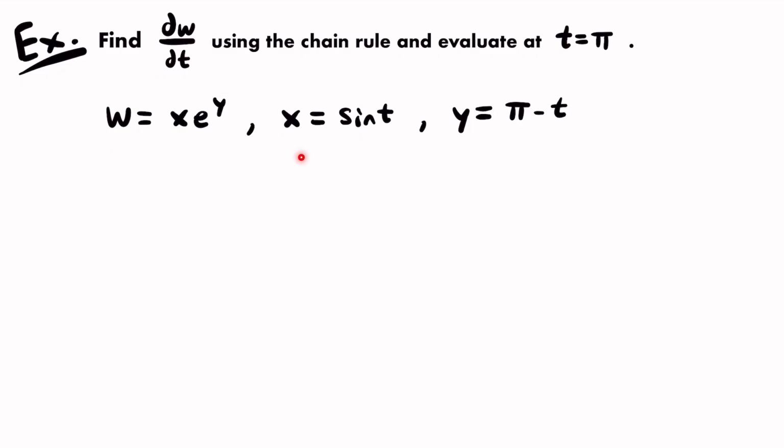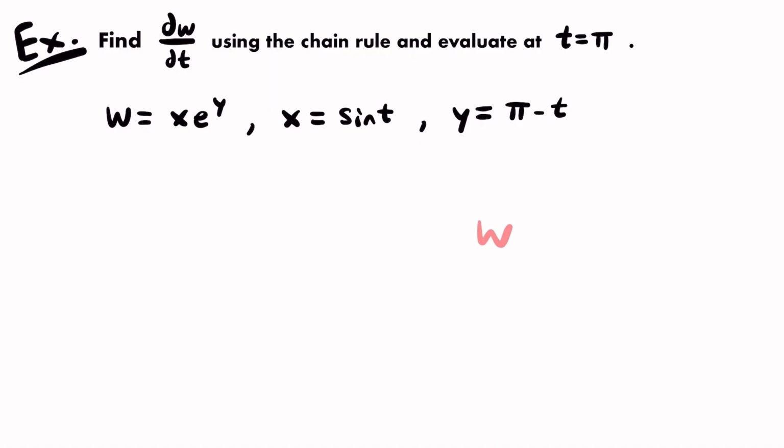And looking at the equations that we've been given here, we still have one dependent variable. You always will. That will not change. W is our dependent variable, and it is defined in terms of 2 intermediate variables, x and y. And then both of those intermediate variables are defined in terms of 1 independent variable, t. So our derivative tree here will look just like it did in the previous example.